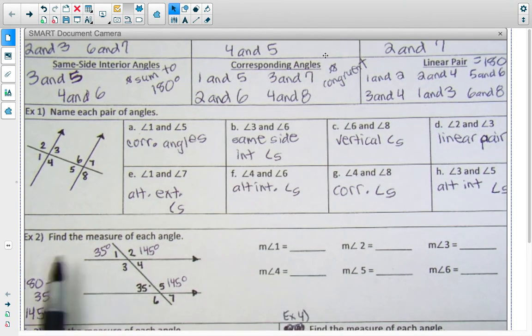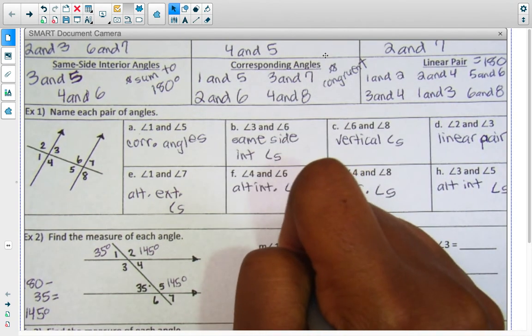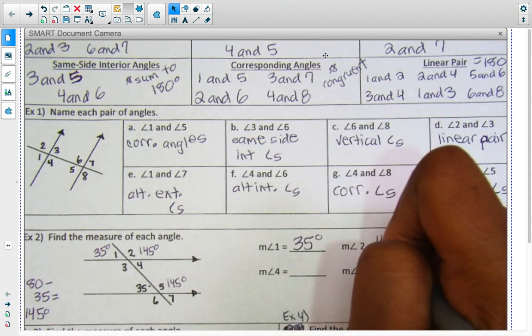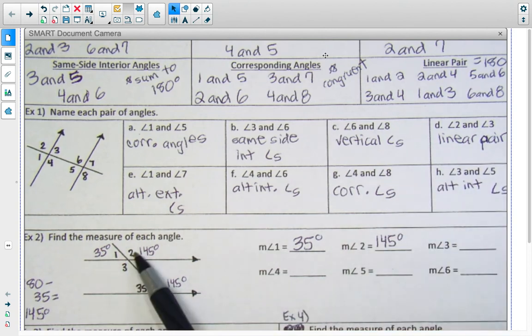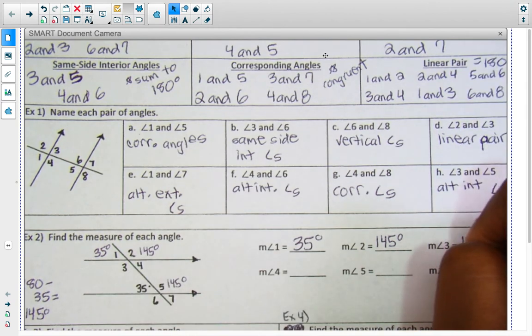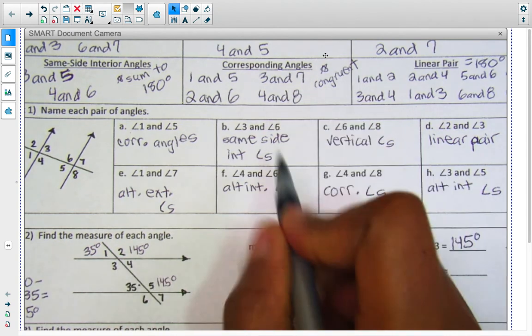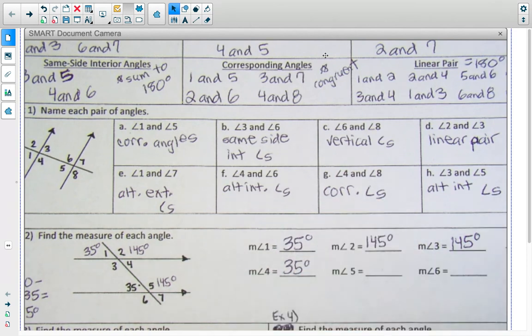So the measure of angle 1, we already found that to be 35. The measure of angle 2, these form a linear pair, so together they add to give you 180. So this is 145. Okay. 2 and 3 are a vertical pair, so they are congruent to each other. So if 2 is 145, so is 3. The measure of angle 4, vertical angles 1 and 4, so they're congruent to each other. So this one has to be 35 degrees also. Angle 5, which is this one here, which we already found earlier because it makes a linear pair. So this is 145.